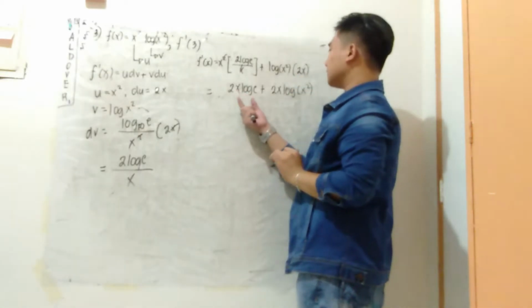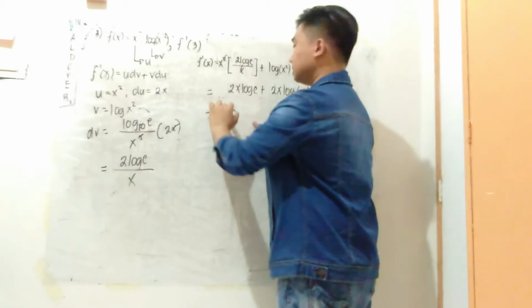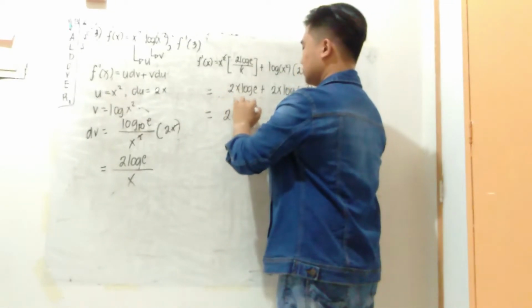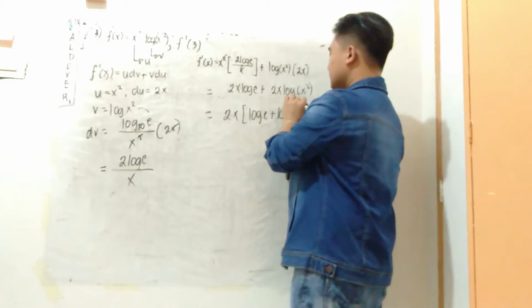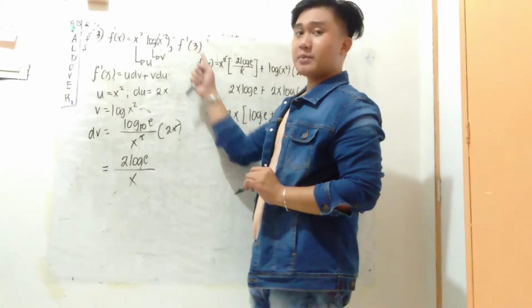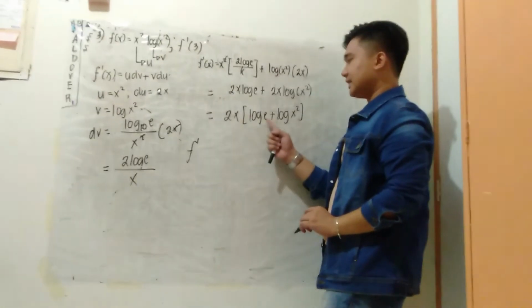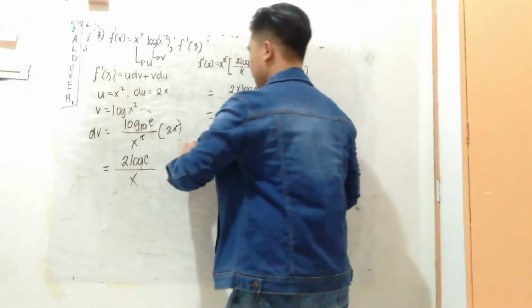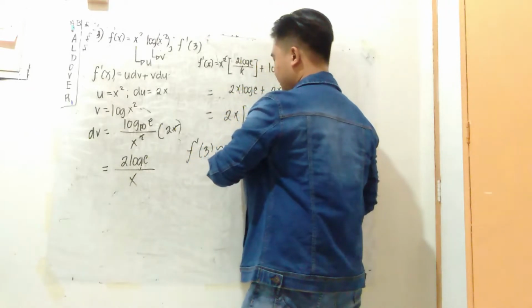So, we have a common factor. The 2x, I will just factor out. That's 2x times log of e plus log x squared. And if we were asked to find f prime of 3, you're just going to substitute 3 for all the x's here. And when you do that, the answer is approximately 8.33.